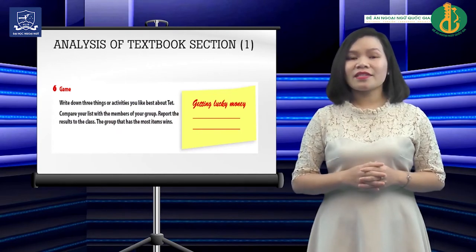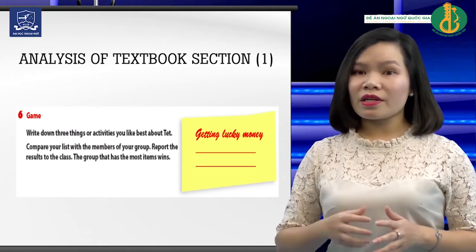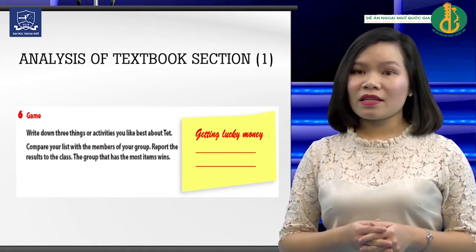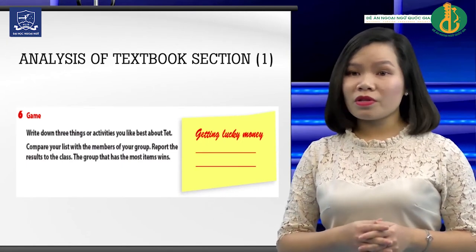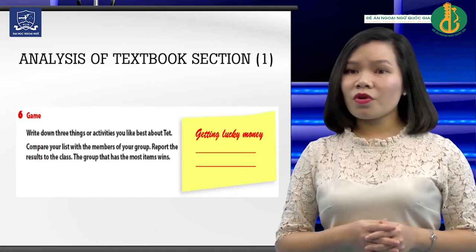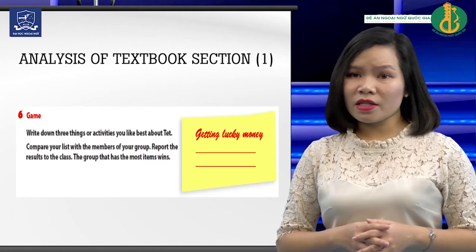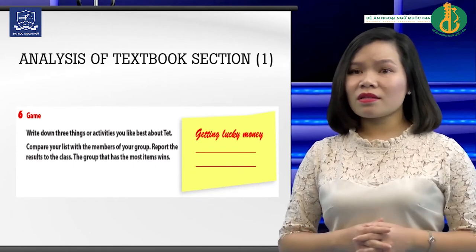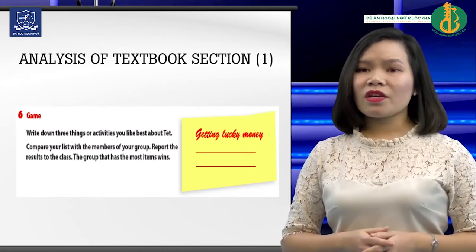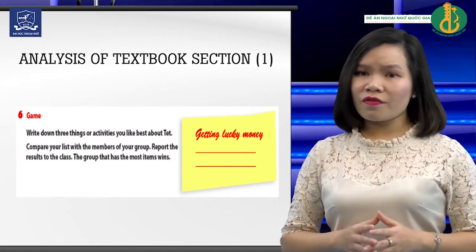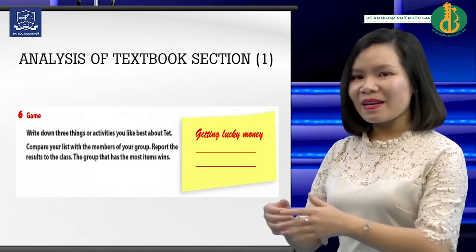The last task is a game. The students simply write down 3 things or activities they like best about TED. Then compare their list with the members of the group. Report the results to the class. The group that has the most items wins. So, what do you think about this activity? Still, this is a fairly controlled task of listing. Additionally, the instructions are not clear enough to create a link between the game and its name, Get Lucky Money.